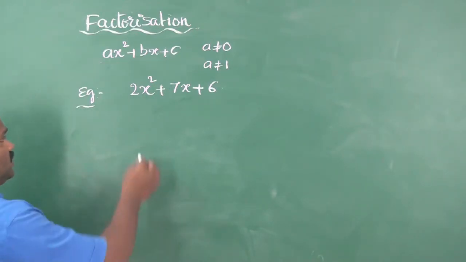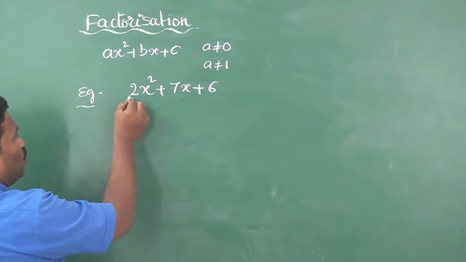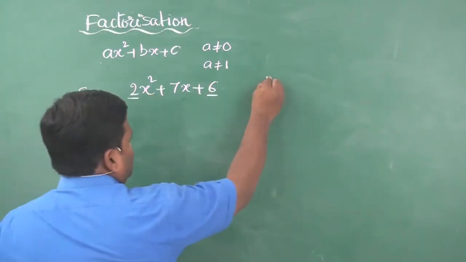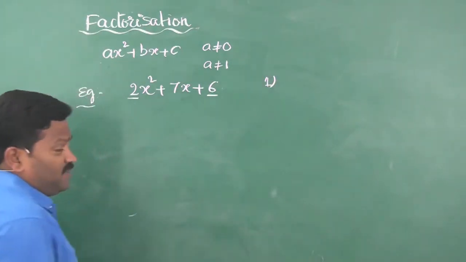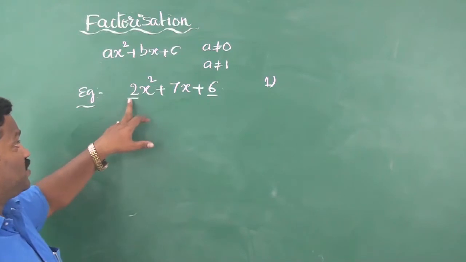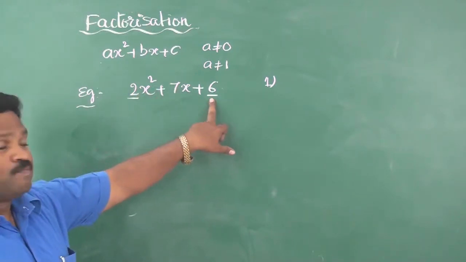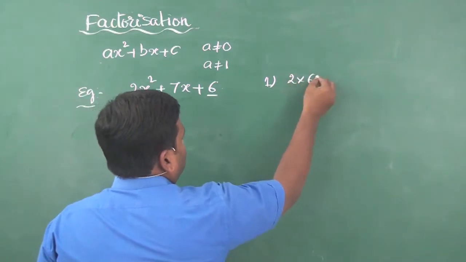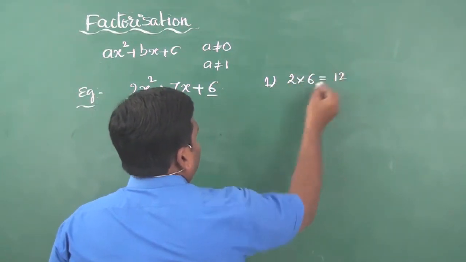To factorize such kind of quadratic polynomial, we should remember 3 things. The first one is, let us multiply the coefficient of x square and the constant. What is the first thing? Let us multiply the coefficient of x square and the constant. 2 into 6, the product is 12.